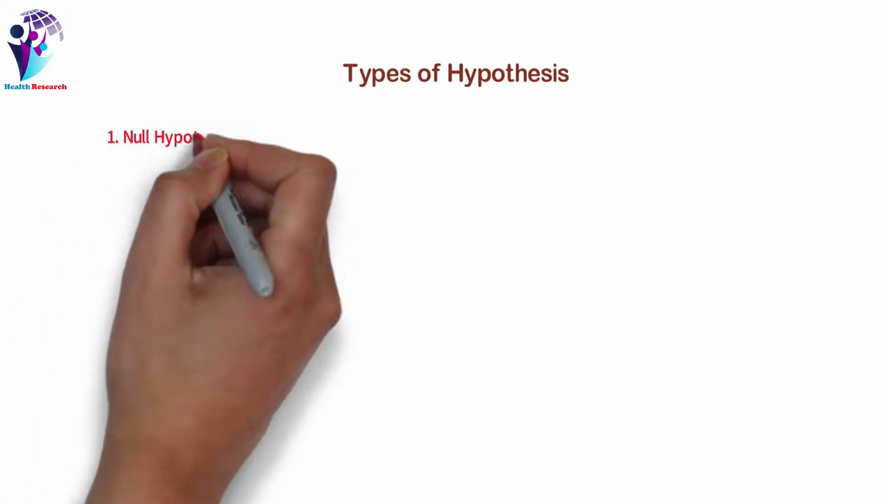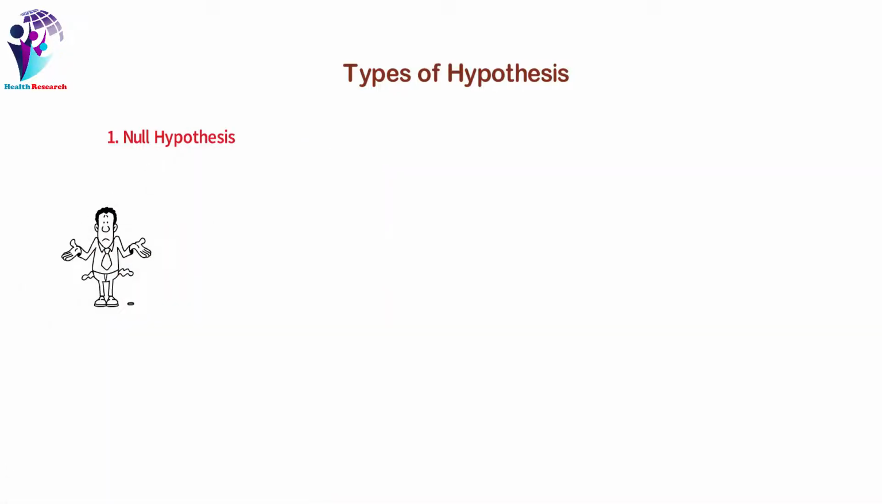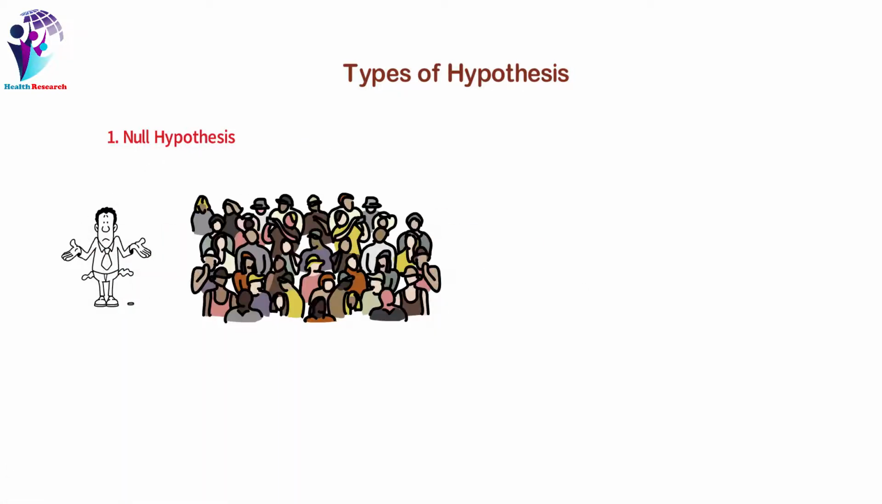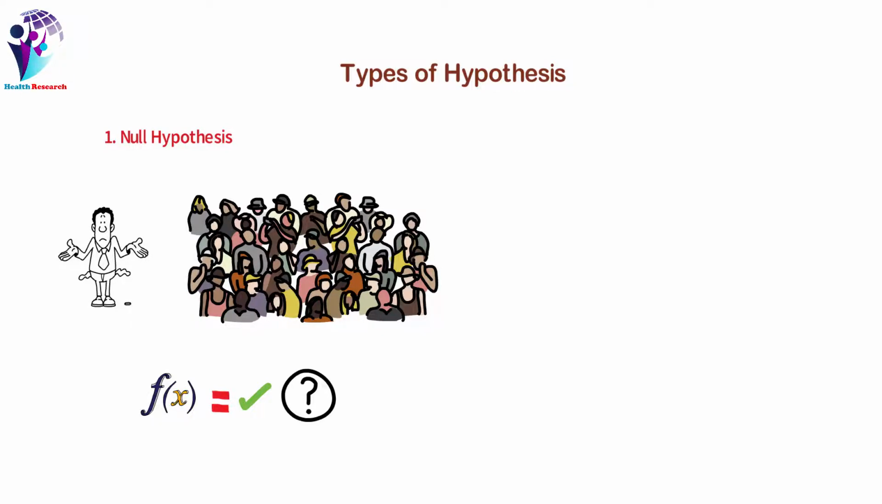What are the types of hypothesis? First, we have the null hypothesis. The null hypothesis, stated as the null, is a statement about a population parameter, such as the population mean, that is assumed to be true. The null hypothesis is a starting point. We will test whether the value stated in the null hypothesis is likely to be true. The null hypothesis is never accepted.